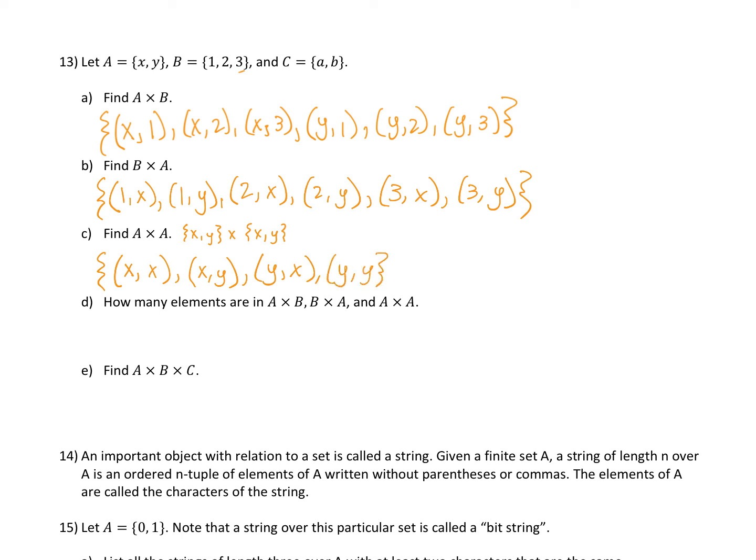And how many elements are in each of those sets? A cross B had 6 elements, B cross A had 6 elements, and A cross A had 4 elements. Okay, I think I took this one off, so we'll skip that.